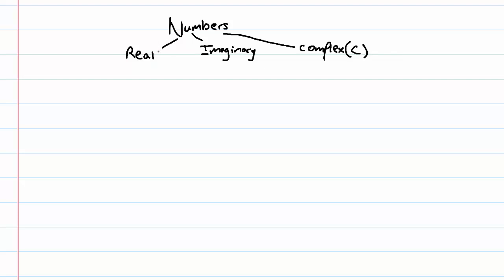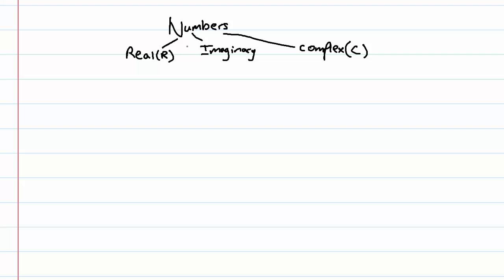We have numbers right at the top. Numbers are in three categories: real, imaginary, and complex, where complex is notated by a C and real is notated by an R.